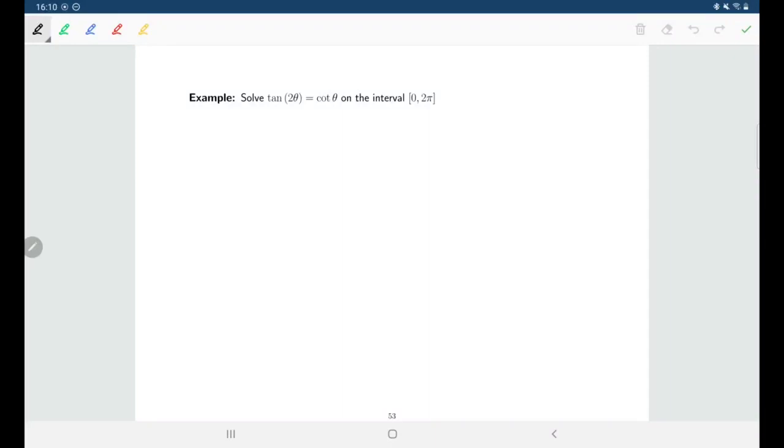All right, and in this last problem, I'm looking at tangent 2 theta equals cotangent theta. And I'm going to start off by using my tangent double angle identity, that's tangent 2 theta is equal to 2 tan theta over 1 minus tangent squared theta. Okay, so there we go.